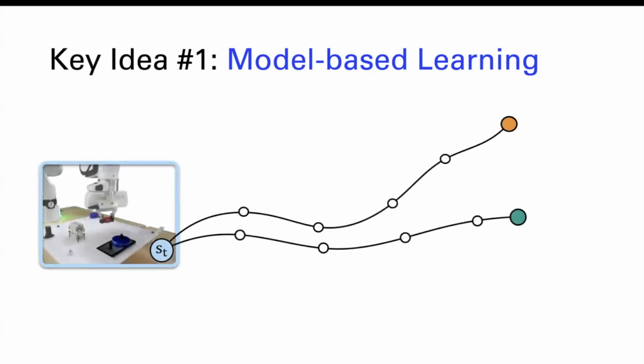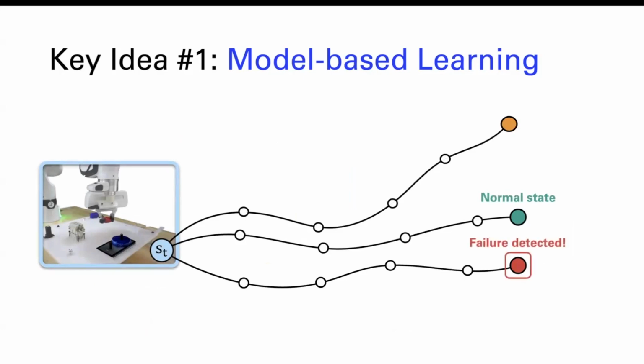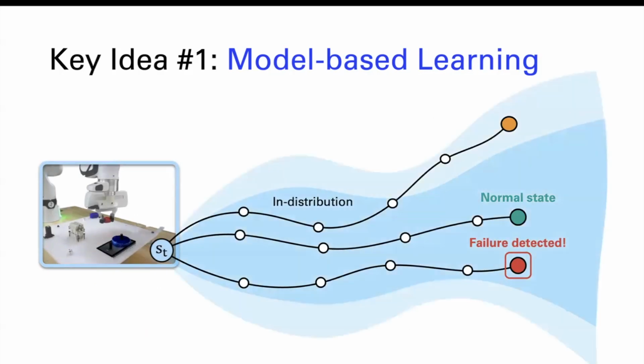Once we simulate into the future, we can see if the future state is a normal state or an error state. We classify two scenarios as errors. First, failure detection. Second, out-of-distribution detection. A state is a failure if it is classified as a failure by the failure classifier. A state is out of distribution if the distance to the nearest neighbor in the in-distribution embeddings is above a threshold.